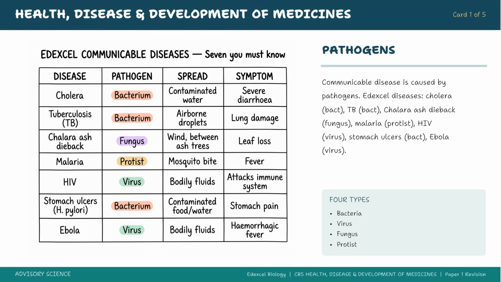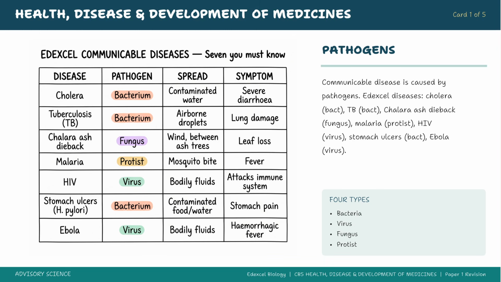For Edexcel, you need to know 7 specific diseases, and for each one, learn the pathogen type, how it spreads, and 1 main symptom. Cholera is caused by bacteria and spreads through drinking water contaminated with feces or poo. It causes severe diarrhea.